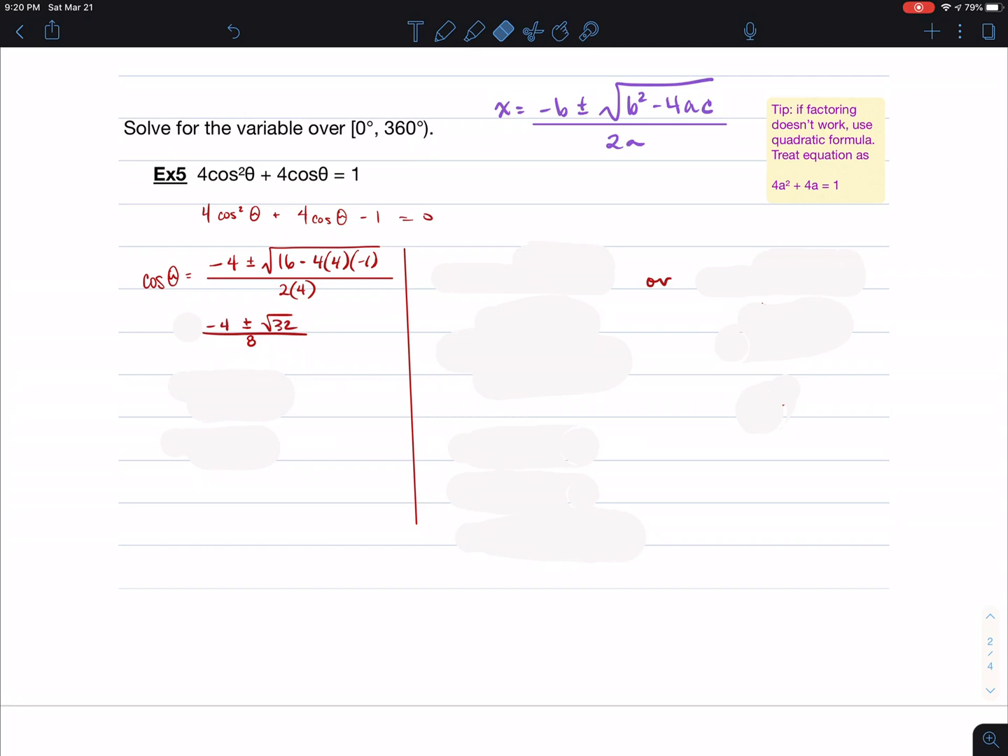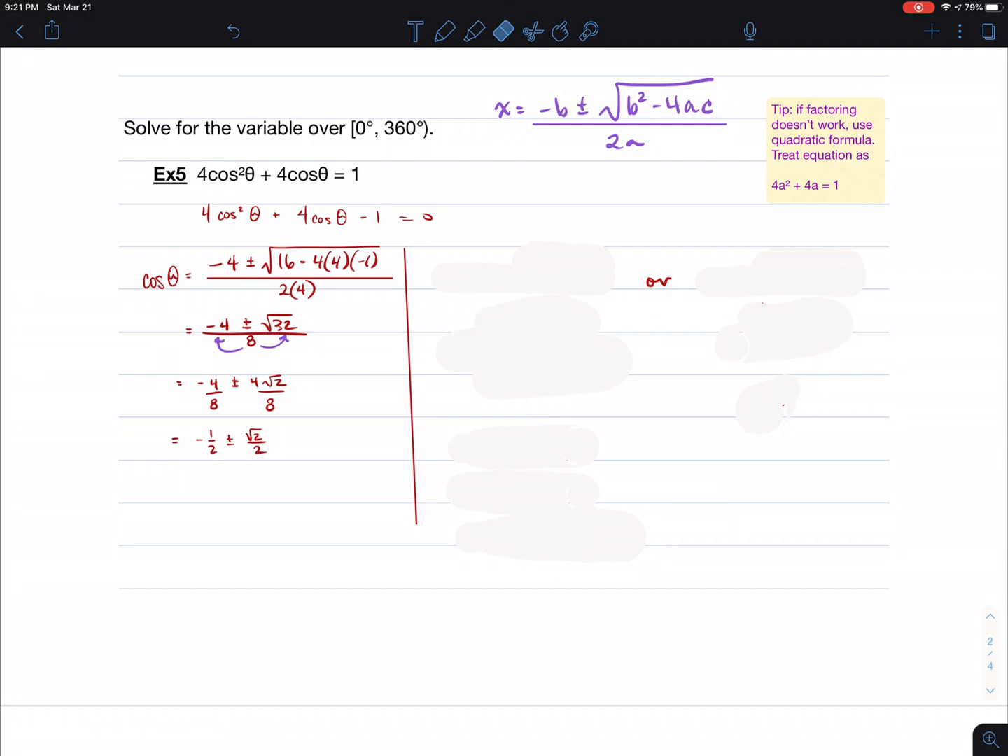So we clean that up, and we're going to have negative 4 plus or minus the square root of 32 all over 8. Yes, you know I'm going to want to clean up that square root of 32. Notice that I also shared my common denominator with the 2 numerators and made 2 separate fractions. And once I have 2 separate fractions, then I can reduce both of my fractions.